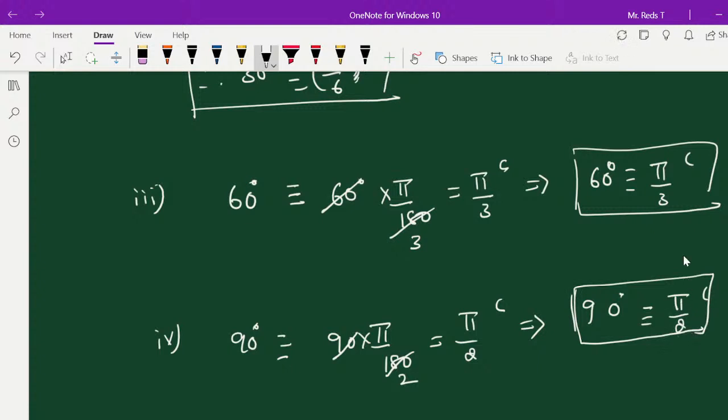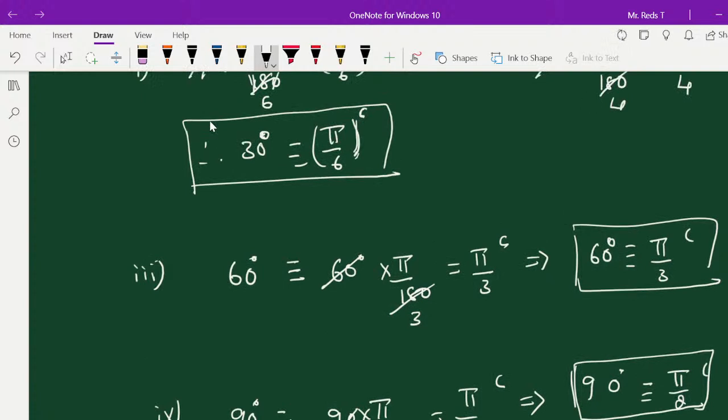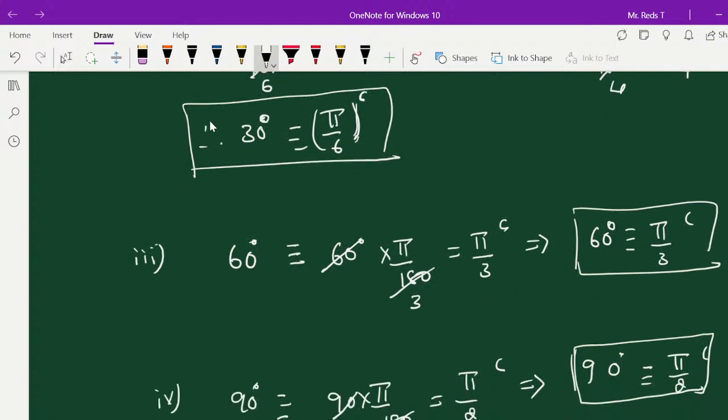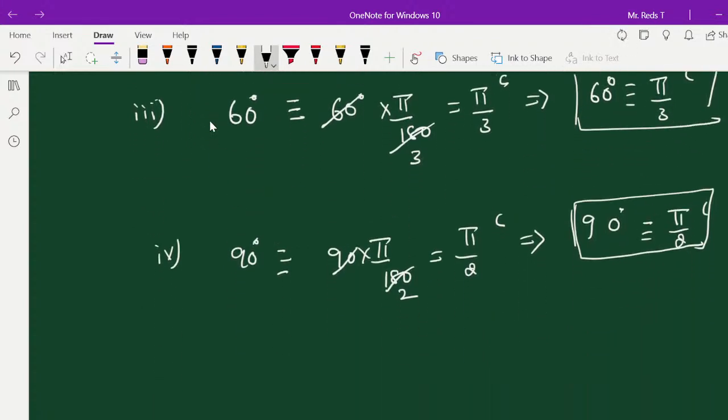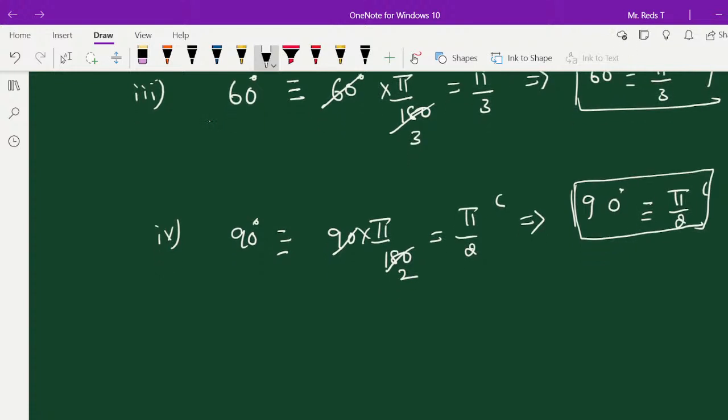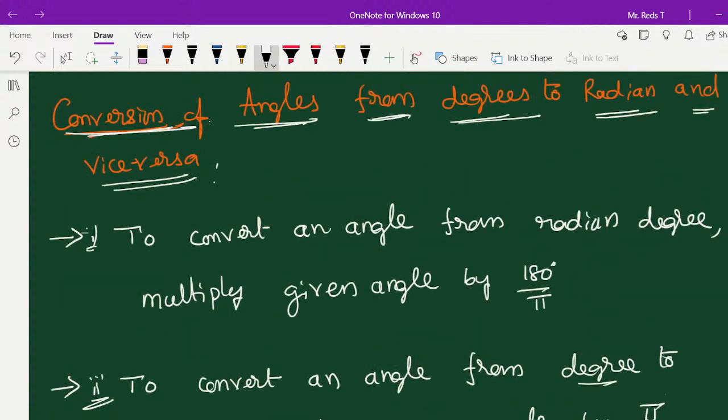So 30 degree is pi by 6, 45 degree is pi by 4, 60 degree is pi by 3, 90 degree is pi by 2, etc. You have to remember these conversions. These are some basic conversions of angles, from degree to radian. Similarly, if the value is given in radian, to convert into degree, you have to multiply with 180 by pi.